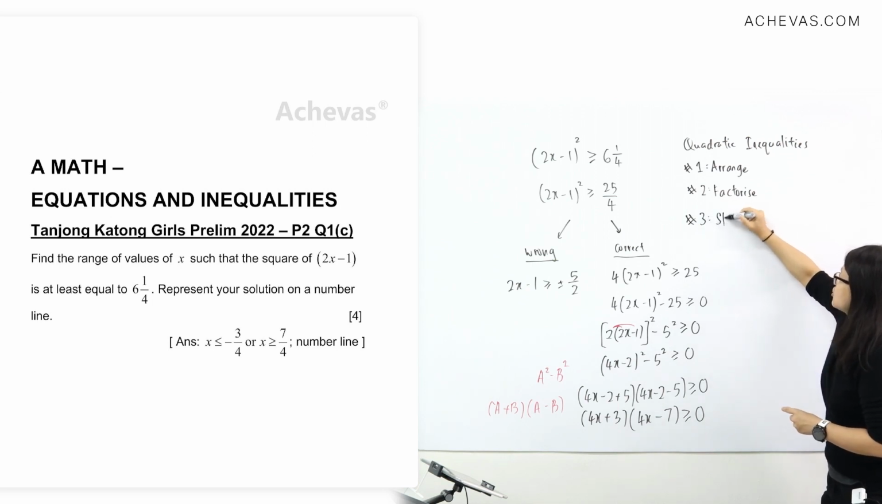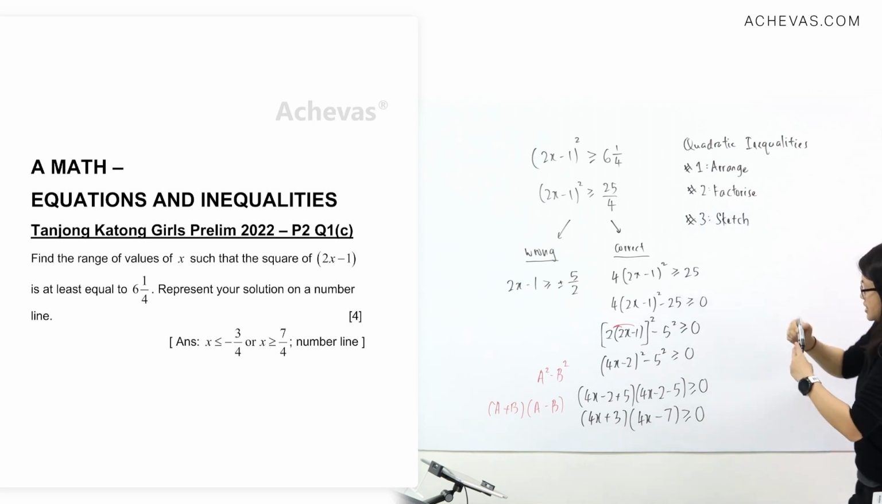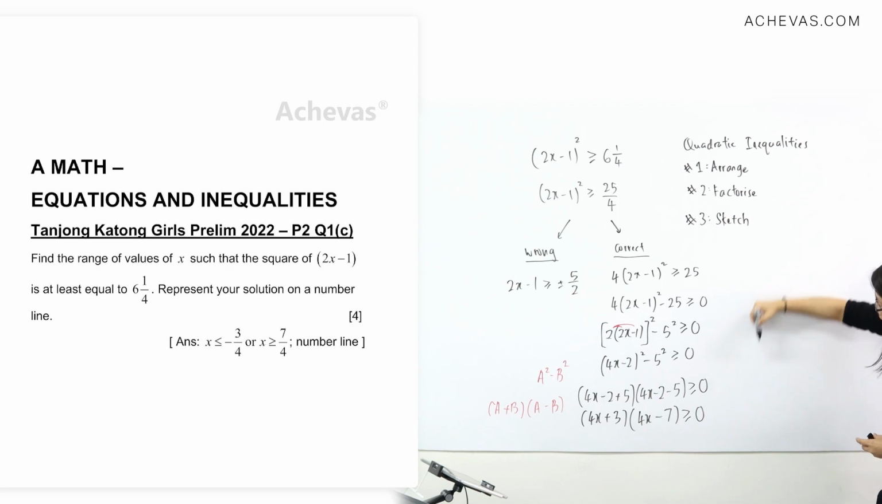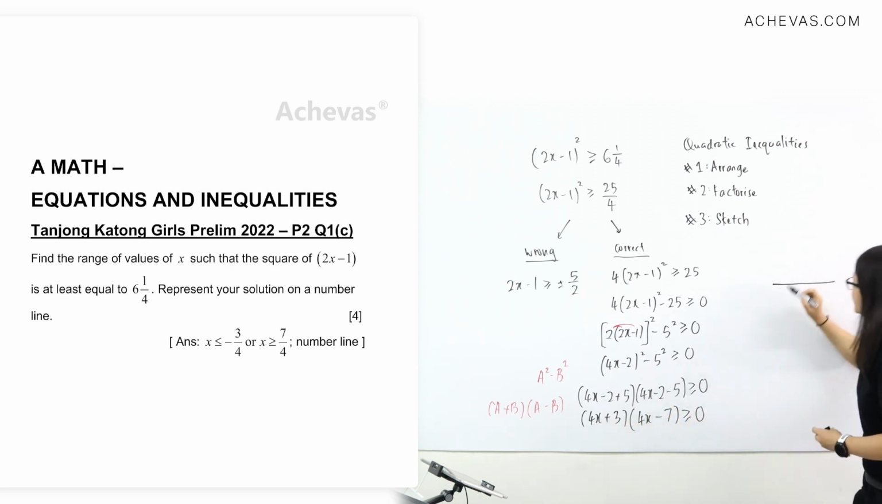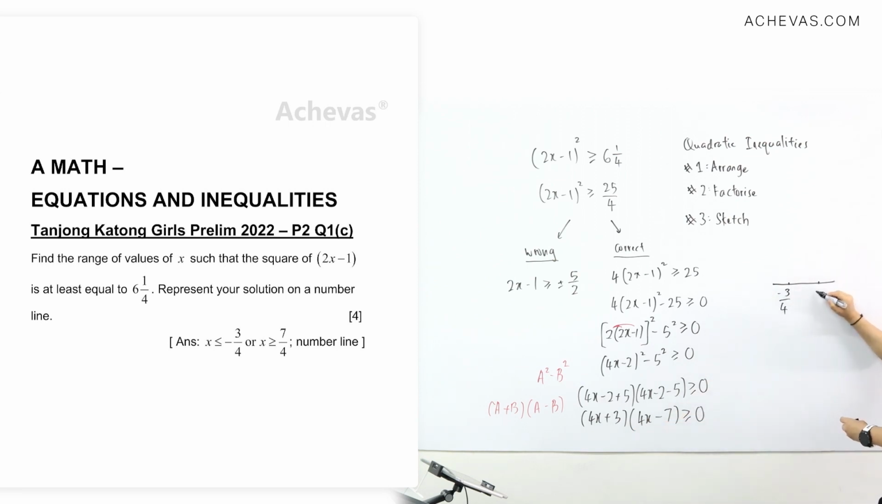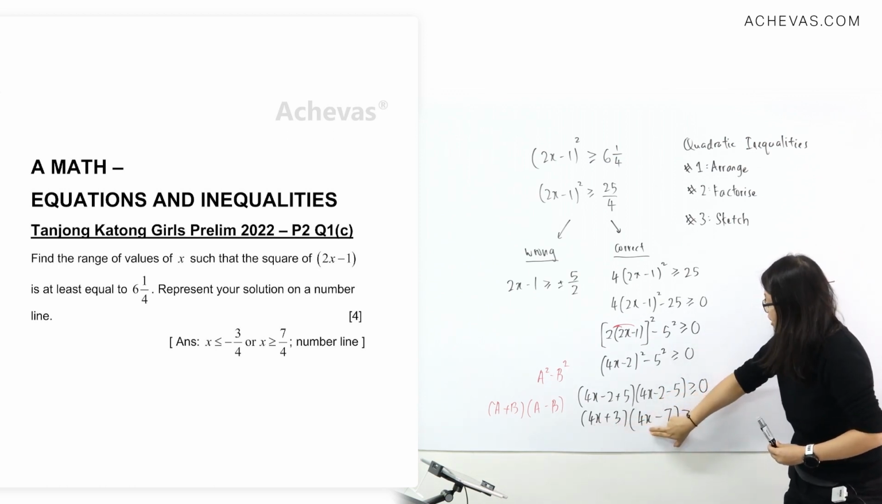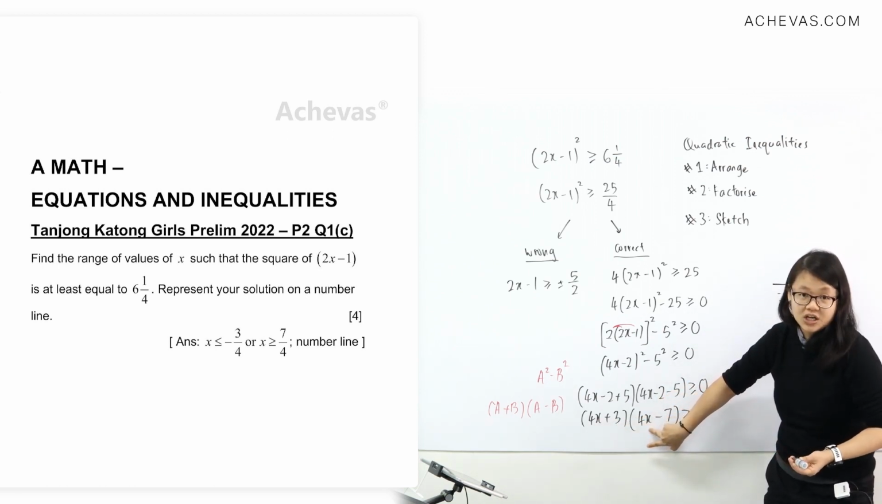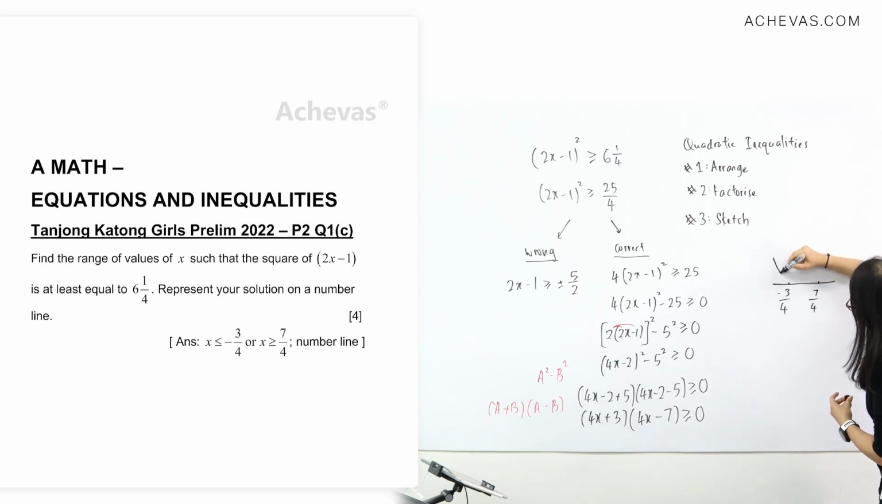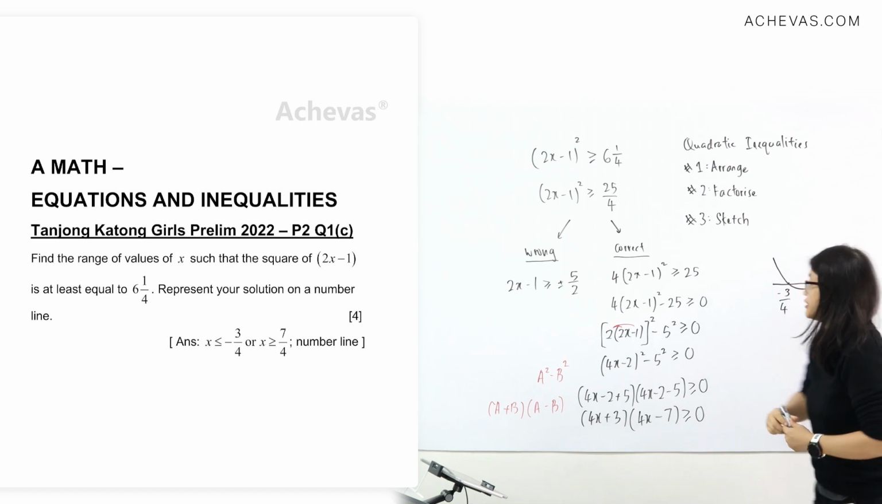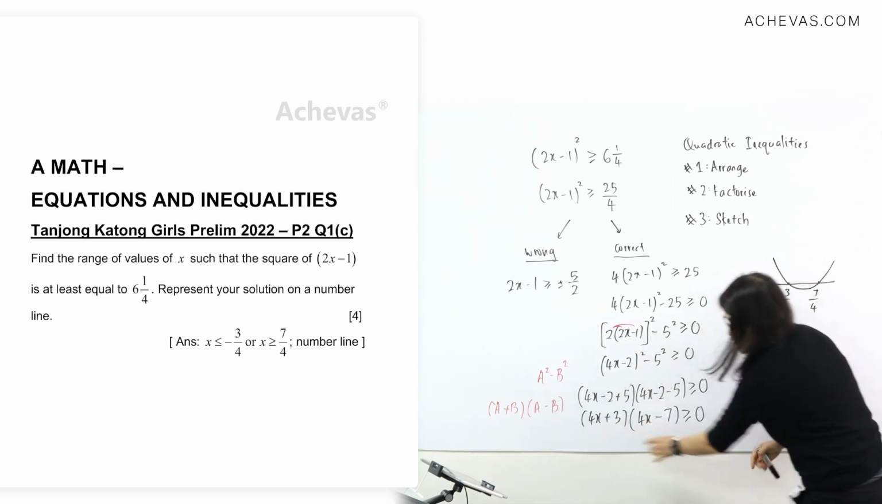We're going to sketch. So I'm going to draw over here a horizontal line. I'm going to put 2 roots in here. One, I have negative 3 over 4. The other one, I will have 7 over 4. Now, let's take a look at 4x times 4x, which is 16x squared. So I'm going to draw this shape of the quadratic curve. Okay, so this is a quadratic curve.